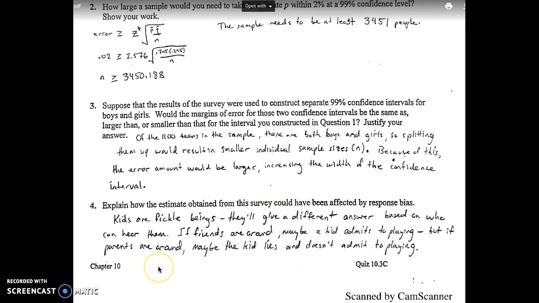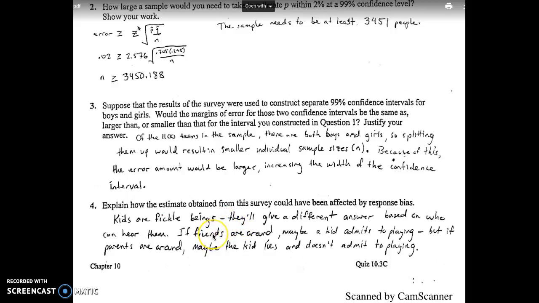Question 4. Explain how the estimate obtained from the survey could have been affected by response bias. Conceptually, there are lots of potentially correct answers, so my answer is just one of them. If we're interviewing teenagers to see whether or not they play games online, it's entirely possible that they're going to give a different answer based on who can hear their answer. So I just said, kids are fickle beings. They'll give a different answer based on who can hear them.